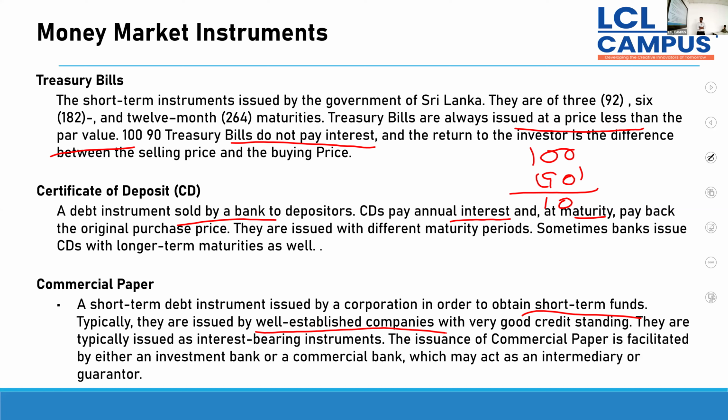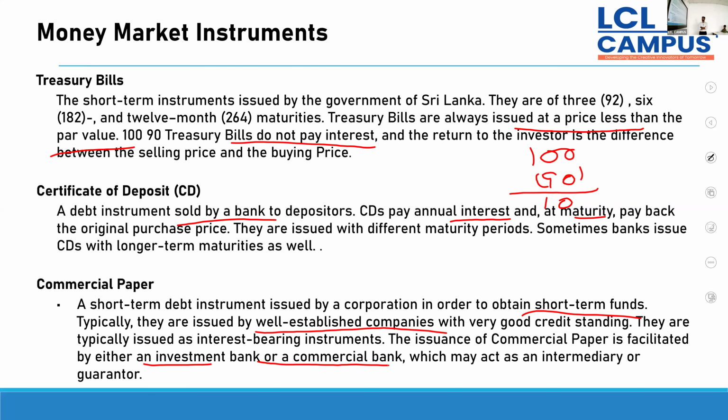So it is issued by a well-established company, right? They are typically issued as an interest-bearing instrument. Interest-bearing instrument means you will get interest on those investments, right? So this issuance of commercial papers is facilitated by either an investment bank or commercial bank, which may act as an intermediary or guarantor. You can provide this through intermediaries like banks.